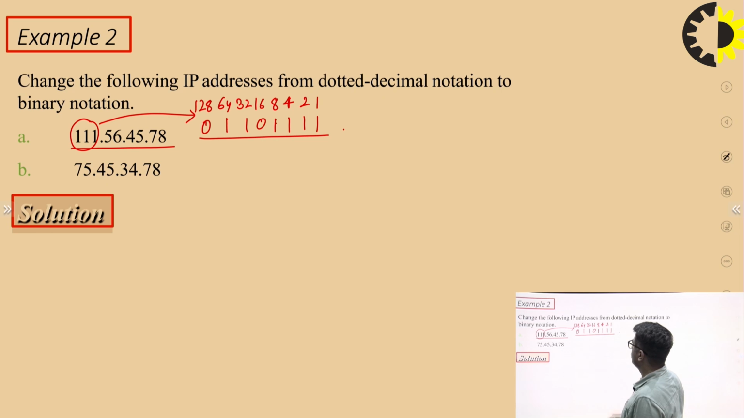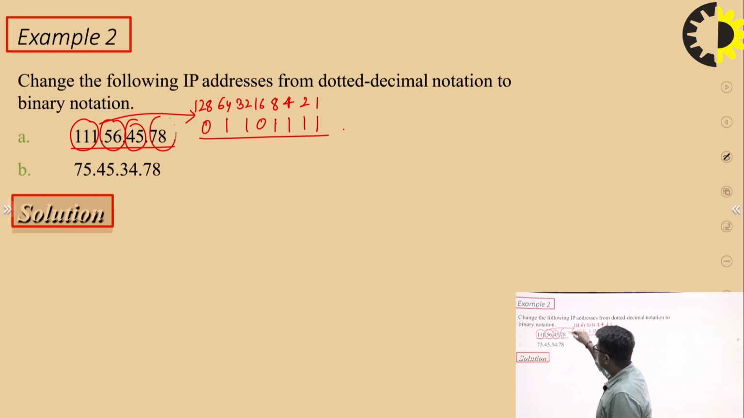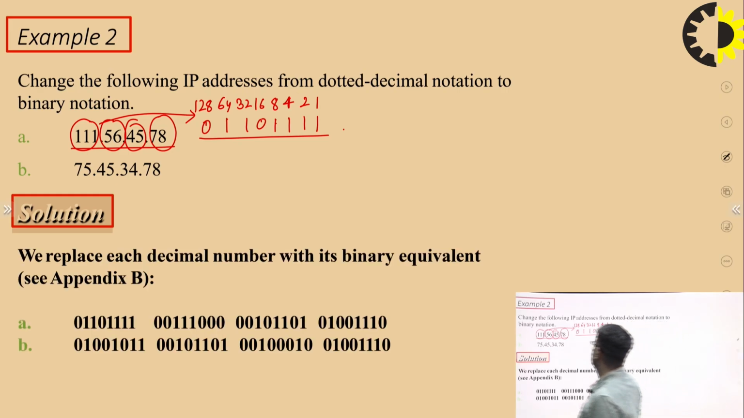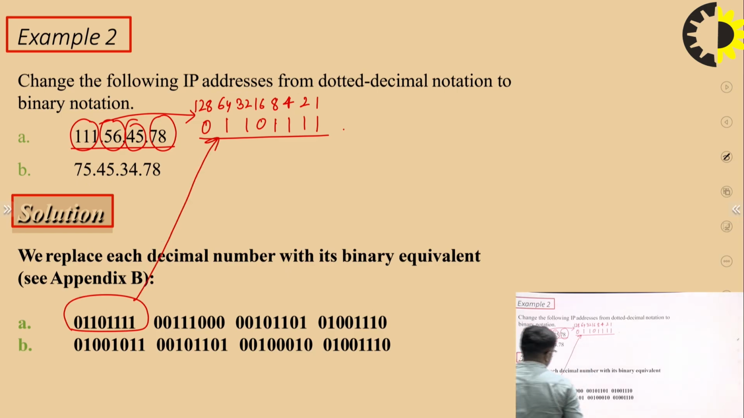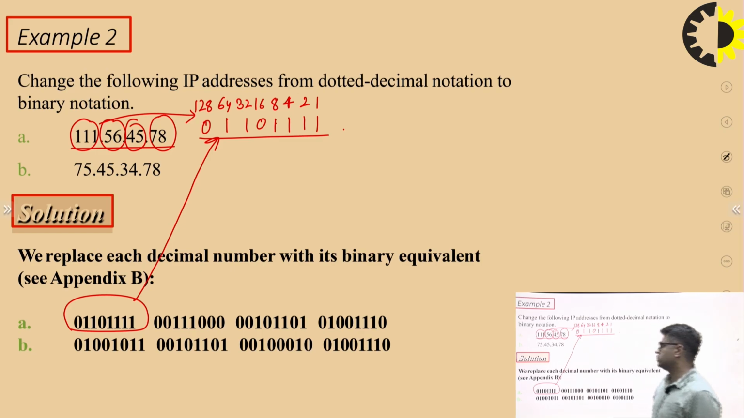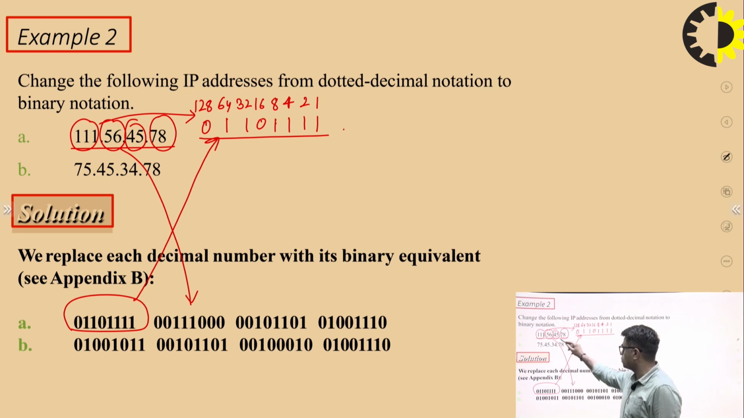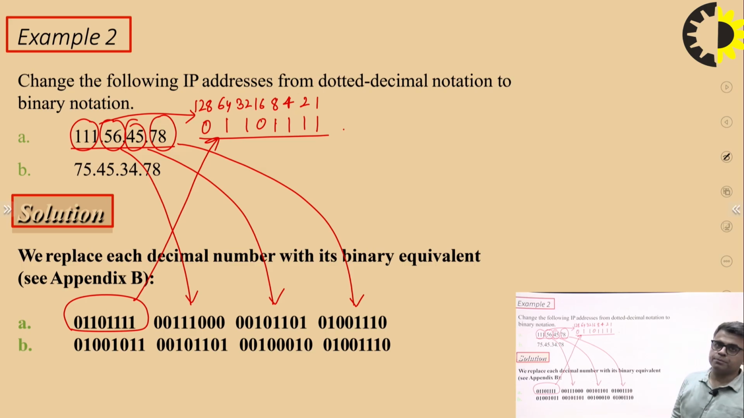Similarly, we can write for this 56 and 45 and 78, writing each decimal number in 8-bit binary representation. So this becomes the binary notation of the same IP address. So this is mentioned here. You can check. This is the same answer as we were expecting. Okay. Similarly, we can write for this 56. This is the corresponding 56. This is corresponding to 45, and this is corresponding to 78. Okay.